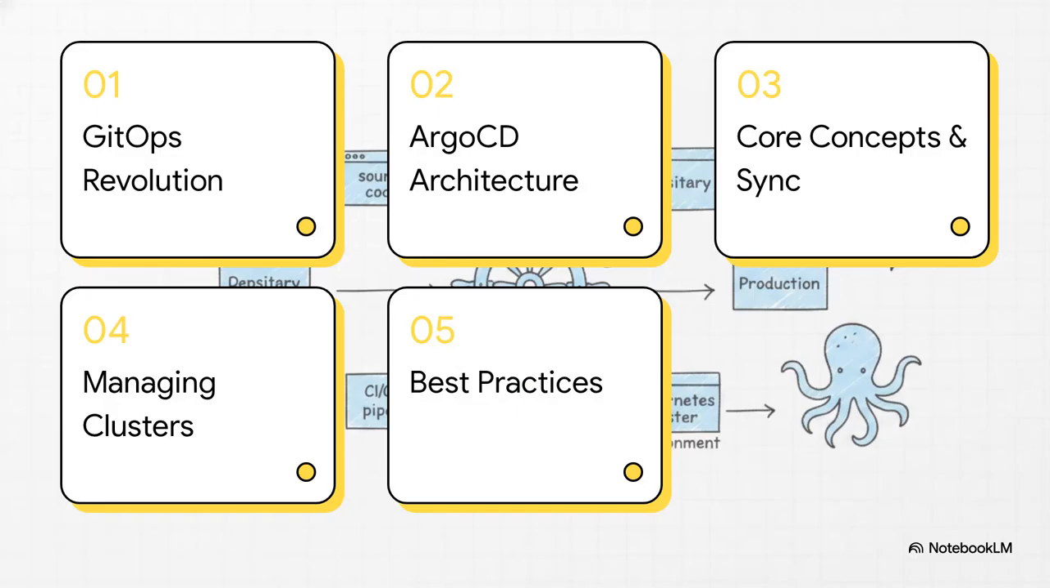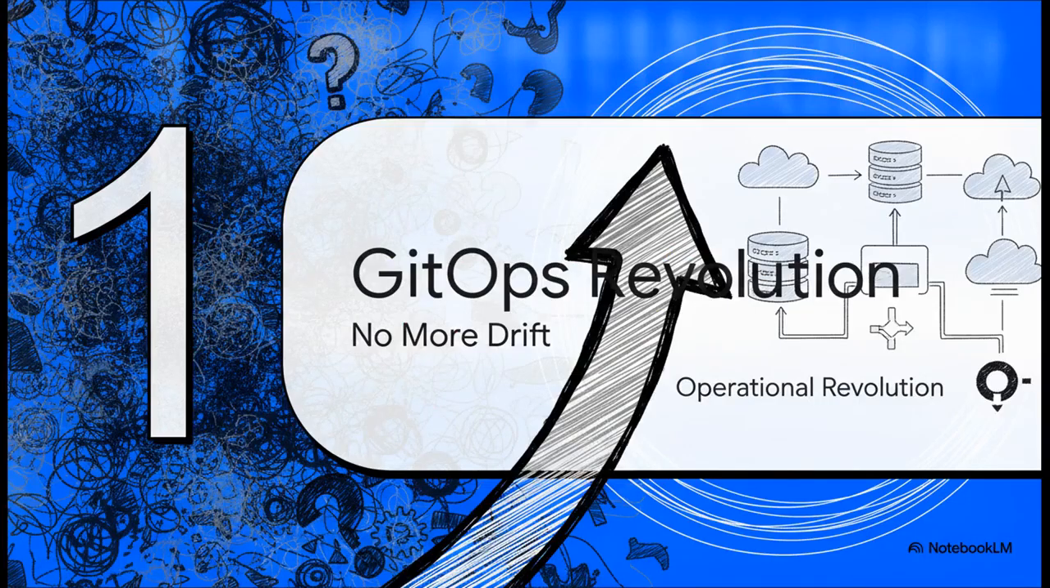Let's dive in. We've got a packed agenda today. We'll be covering the GitOps revolution, Argo CD Architecture explained, core concepts and syncing, managing multiple clusters, and finally, best practices and troubleshooting. Kicking things off with Section 1, the GitOps revolution.